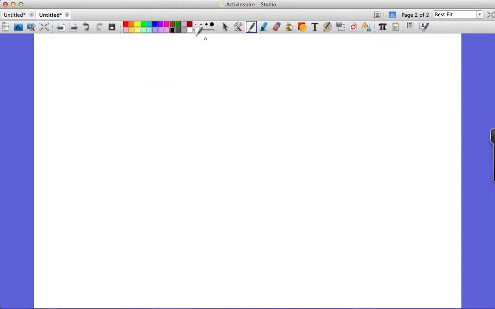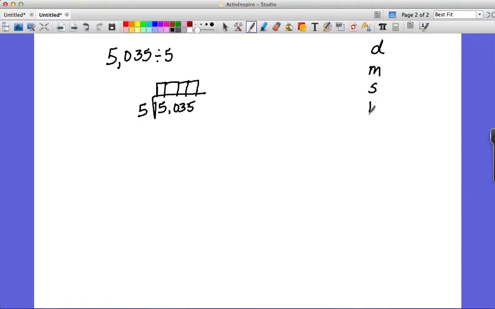If you take a look at long division with zeros in the middle, so if I do 5,035 and I divide it by 5, one of the biggest mistakes that students like to make, so we put the 5 on the outside, 5,035. One of the biggest mistakes that students make comes in this next step. So we can put the divide, multiply, subtract, bring down.